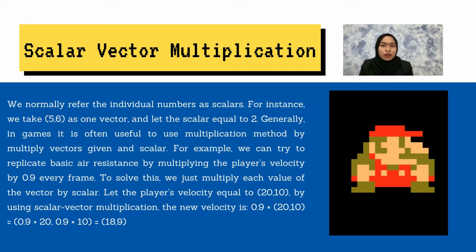Let the player's velocity equal 20 and 10. By using scalar vector multiplication, the new velocity will be 18 and 9, because we multiply 0.9 with the 20 and 10.